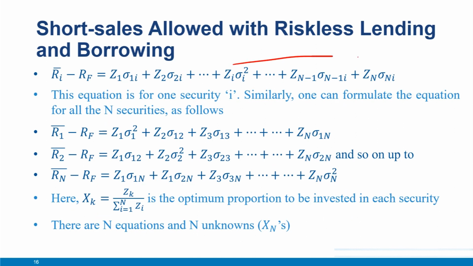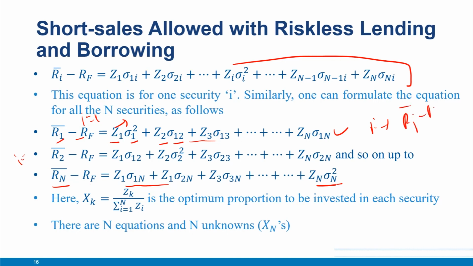The n equations corresponding to this generic formulation can be written like this. For example, for security i equal to 1, the expression will be r1 bar minus rf equal to z1 sigma 1 square plus z2 sigma 12, and so on. Notice the only variance term comes for i equal to 1, so z1 sigma 1 square. For i equal to n, the expression is rn bar minus rf, and the variance term will come only with zn, so zn into sigma n square. So for any generic security i, ri bar minus rf equals a summation of terms where only zi sigma i square is a variance term. Only one variance term will come in equation i.